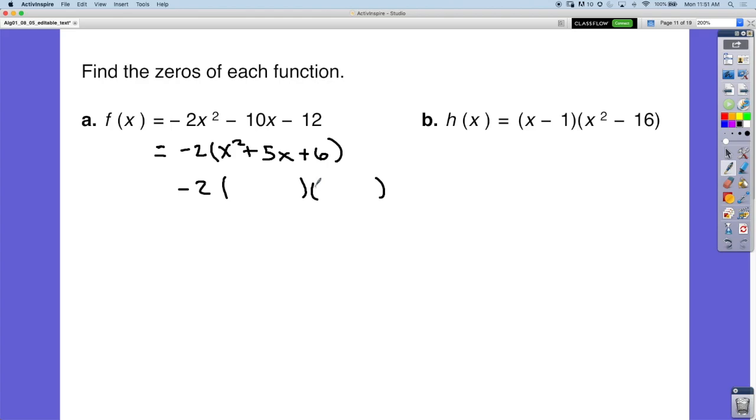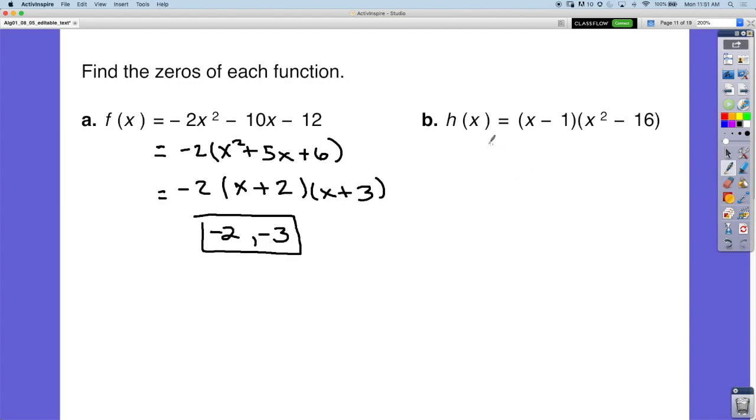Good. Now I'm going to factor this one, and since you guys are in honors class and I want you to do this in your head, what two numbers do I multiply to make positive 6, and then when I add them, it makes 5? There's no negatives there, so I don't see a negative. So what two numbers are they? 3 and 2. So 2 and 3. Okay, so what are my zeros here? Negative 2 and negative 3.